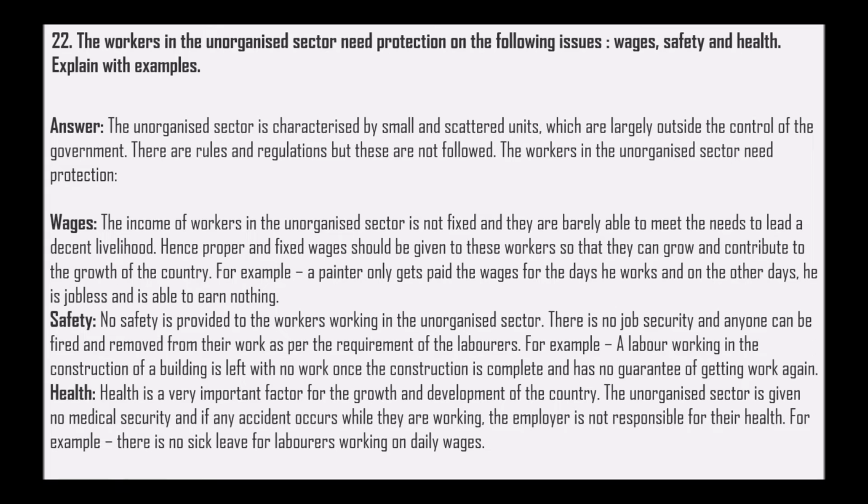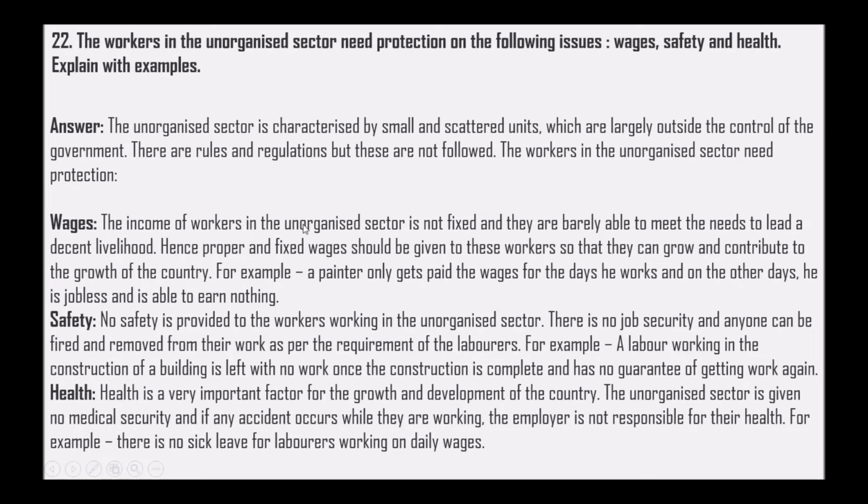Next, the workers in the unorganized sector need protection on the following issues: wages, safety, health. Explain with example. The unorganized sector is characterized by small and scattered units which are largely outside the control of the government. There are rules and regulations, but these are not followed. The workers in the unorganized sector need protection.